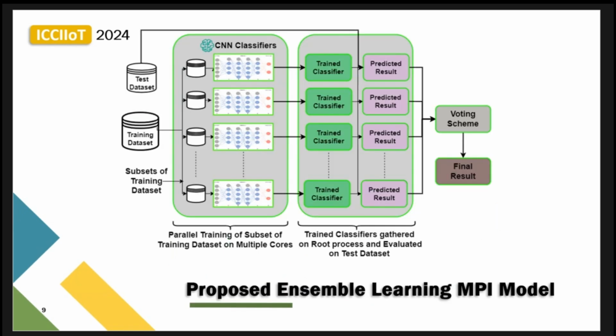The next one is the proposed ensemble learning MPI based model. This proposed approach trains a local ML or DL algorithm. In this case, a CNN model trains on each core with an assigned data subset. After training, the cores communicate together and send trained models to the root process. The gathered models from each core are integrated using an ensemble learning approach. Finally, the performance of the final model is assessed using different testing datasets.